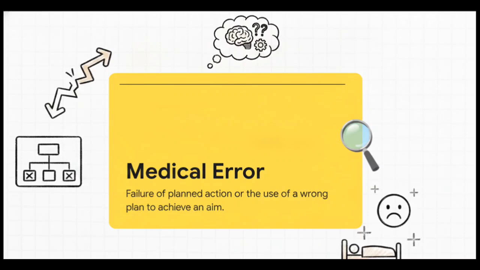For your exams, you need to lock in this exact definition. A medical error is the failure of a planned action to be completed as intended or using the wrong plan entirely to achieve a goal. Bottom line, it's a breakdown in either your plan or your execution.